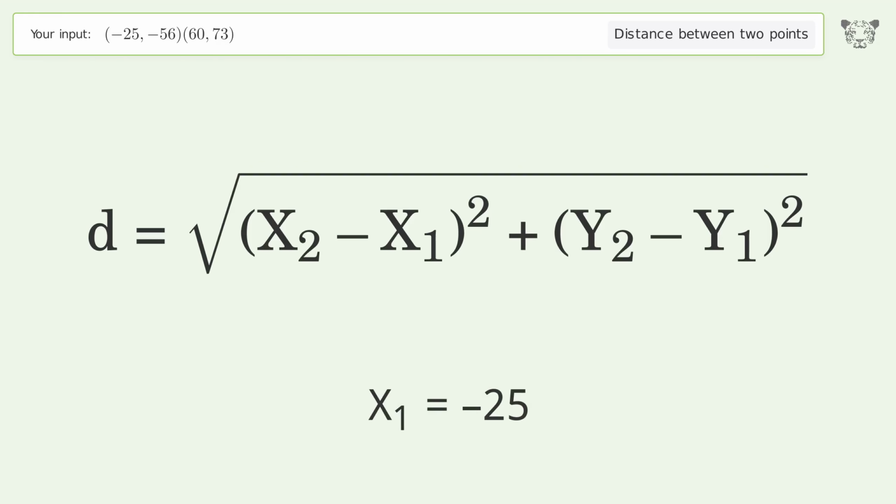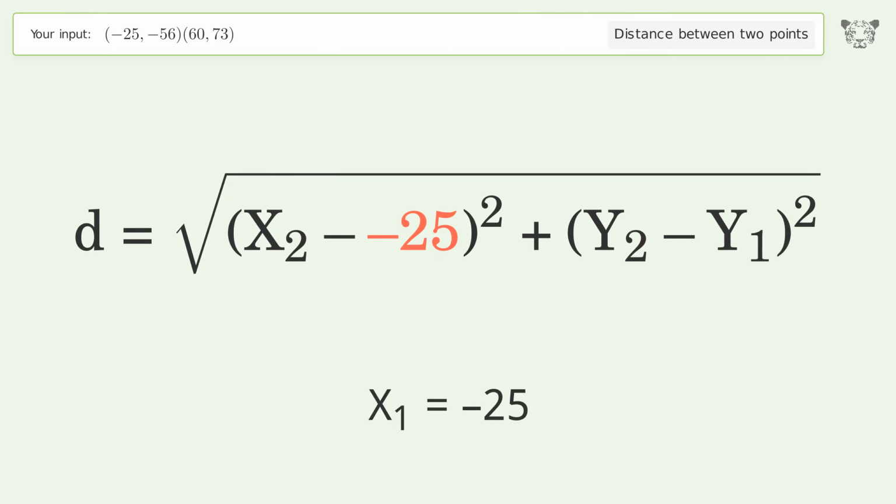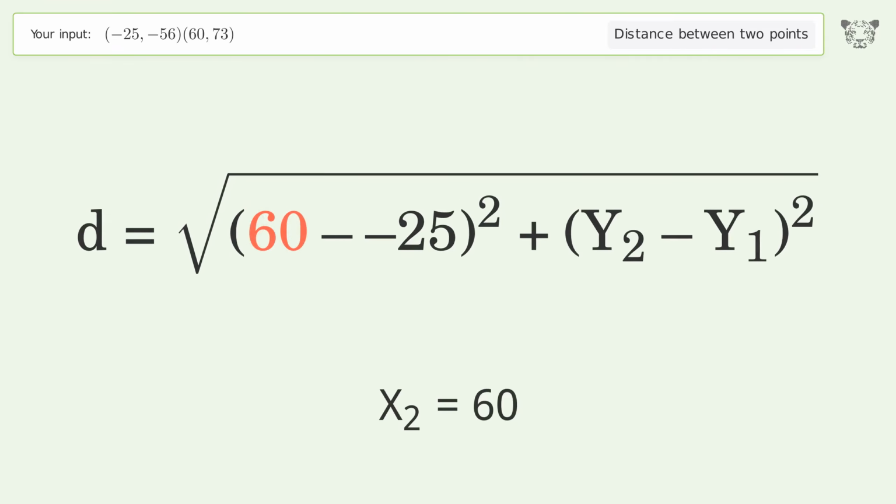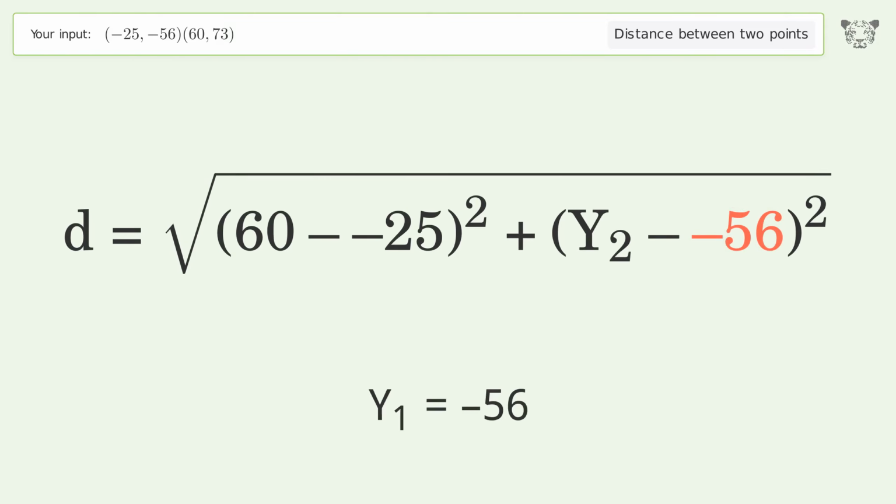x1 equals -25. x2 equals 60. y1 equals -56. y2 equals 73.